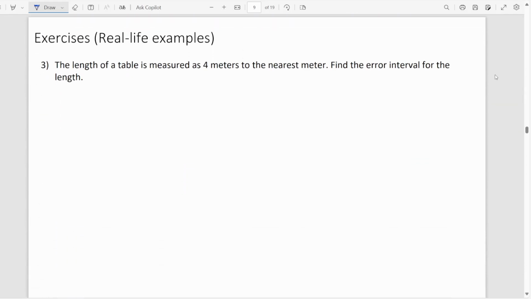Now, the length of a table is measured as 4 meters to the nearest meter. Find the error interval for the length. So now the length is 4 meters to the nearest meter, so the nearest 1 meter, okay? So the unit of round is again 1. Dividing this by 2 gives us 0.5, okay? And this is my error.